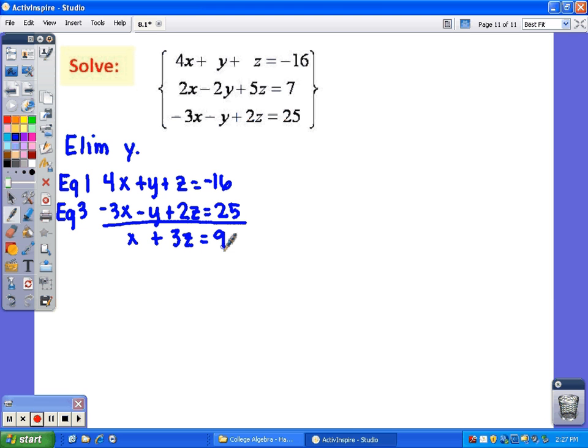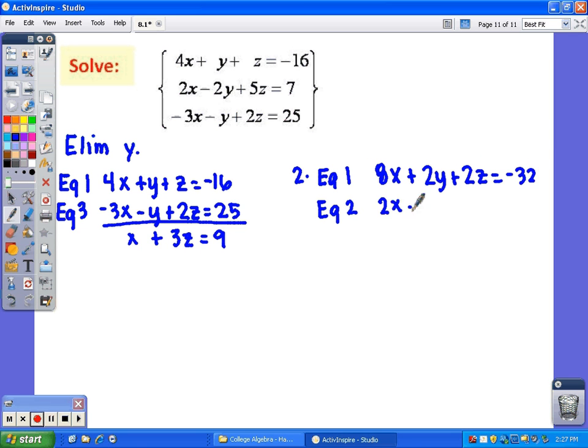Now I need to do this for another pair of equations. This time I'll take equation 1 and equation 2, but those are not quite opposite. I need to multiply that top equation by 2. So multiplying all the way through by 2, leaving that second equation alone. The y's are opposite, and when we add, we get 10x plus 7z is equal to a negative 25.